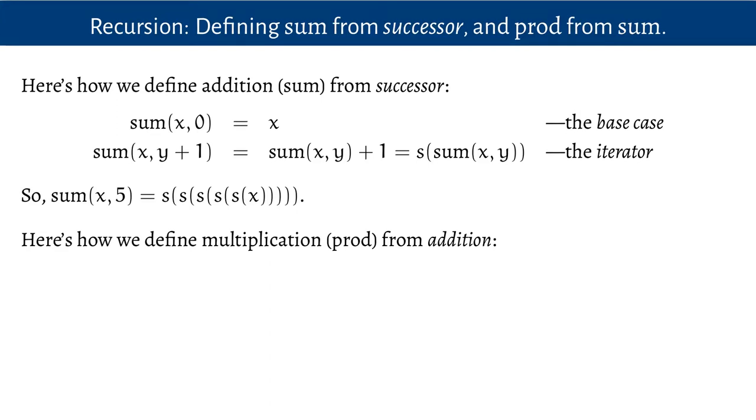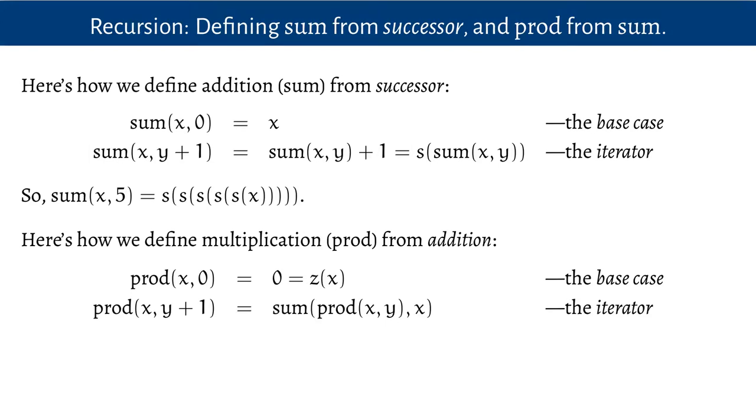And using the same technique, we can define multiplication, the product function, from the addition function. If I already know how to sum, and this is how I sum, I can now product. The product of x and 0 is just 0, the number 0. So you can take x and 0 it out. That's the base case. And then if I want to take the product of x and y plus 1, I can just take the product of x and y, whatever that is, and add x to it. Take the sum of the product of x and y and x.